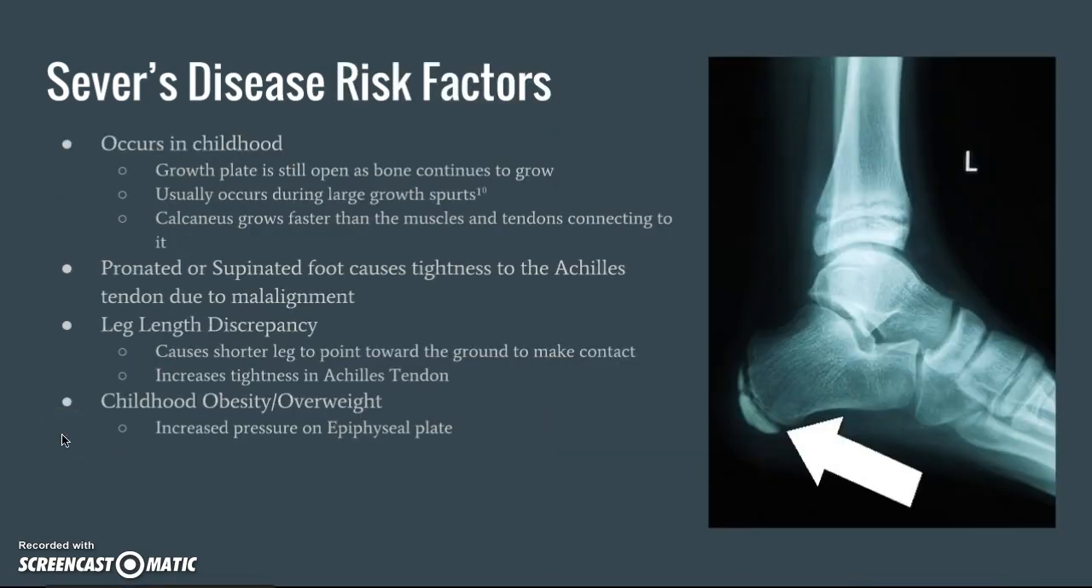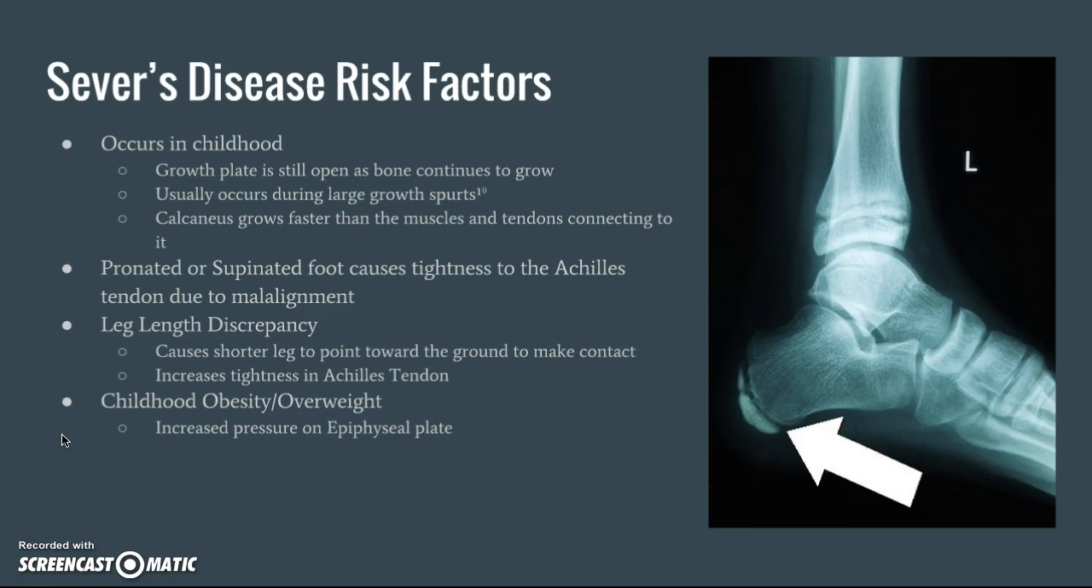Some of the risk factors for Sever's disease: it usually occurs in childhood, whenever a child has their large growth spurt, their two-year growth spurt. What happens is the calcaneus grows faster than the muscles and tendons connecting to it can actually keep up. So your Achilles tendon and your gastrocnemius, soleus, and all those muscles can't grow fast enough, so the calcaneus puts a lot of pressure and tension on them.